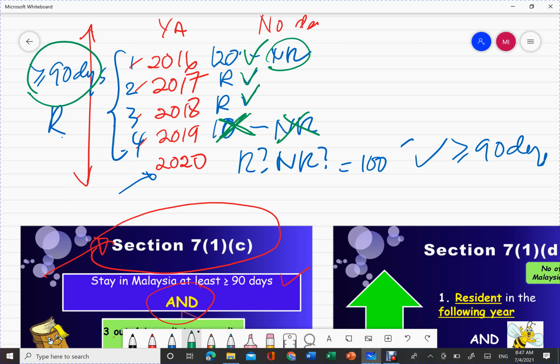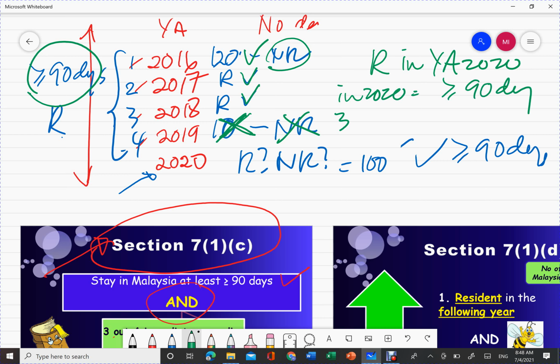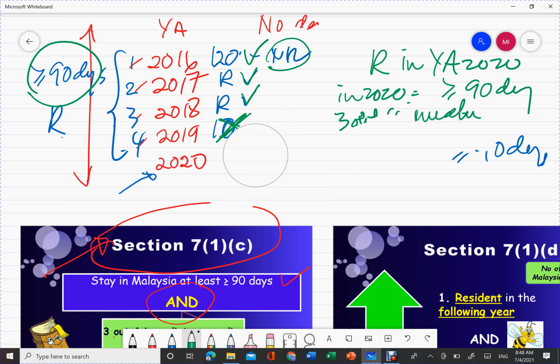So by virtue of Section 71C, this person is a resident in Malaysia in YA 2020, because in year 2020 he stayed in Malaysia at least 90 days, and then 3 out of 4 immediate preceding years are met. 3 out of 4, Allahu Akbar.